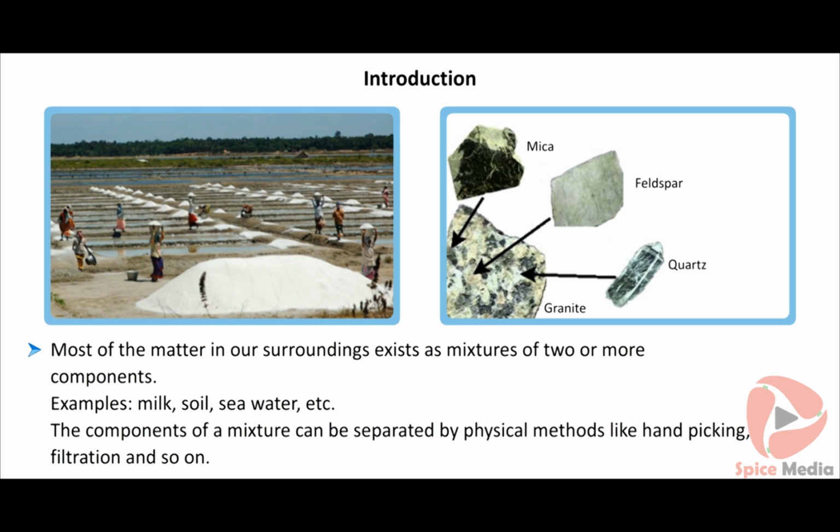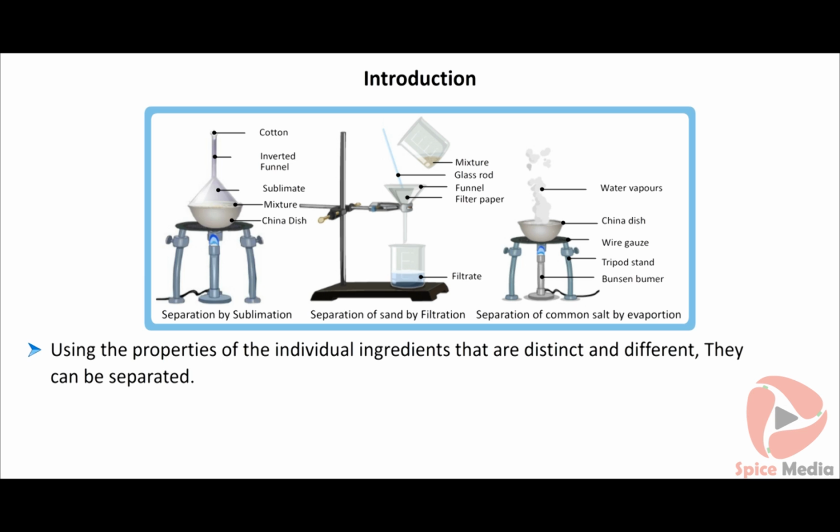Most of the matter in our surroundings exists as a mixture of two or more compounds. Example: milk, soil, seawater, etc. A mixture shows the properties of its constituent elements. The components of a mixture can be separated by physical methods like handpicking, filtration, and so on. Sometimes special techniques have to be used for the separation of the components of a mixture. Using the properties of the individual ingredients that are distinct and different, they can be separated.